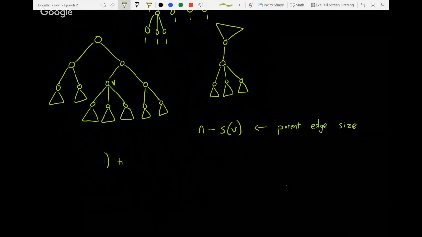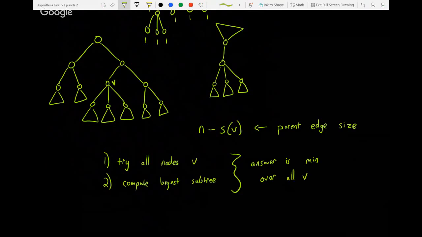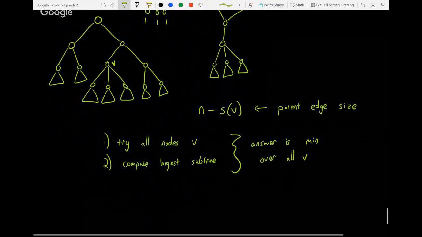The first thing is I try all nodes v. And then for each of them, I just compute the largest remaining subtree. And then the answer is just going to be the min over all these. So whenever I find the node whose removal causes the maximum subtree that remains to be as small as possible, that's the centroid. And I can have multiple centroids, but a lot of times I just need to find one.